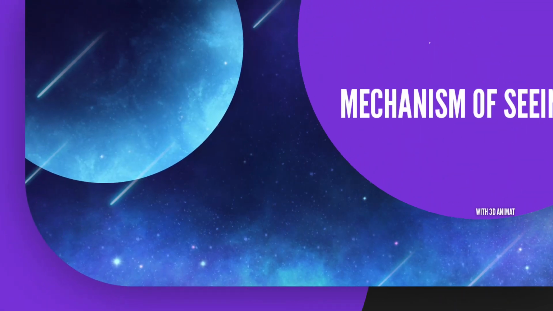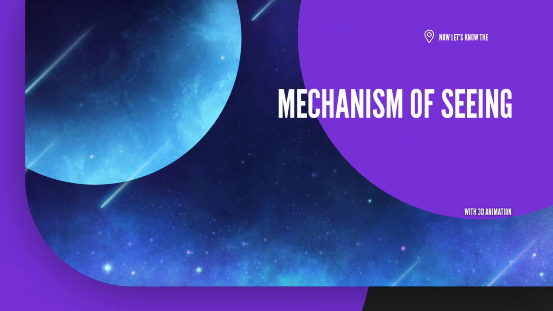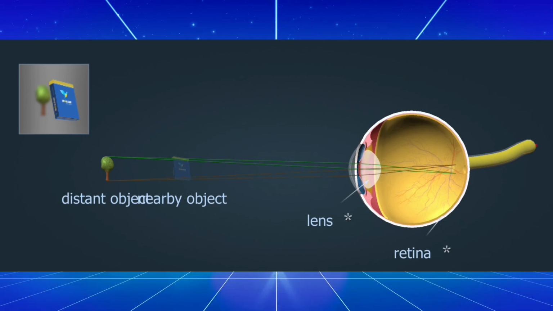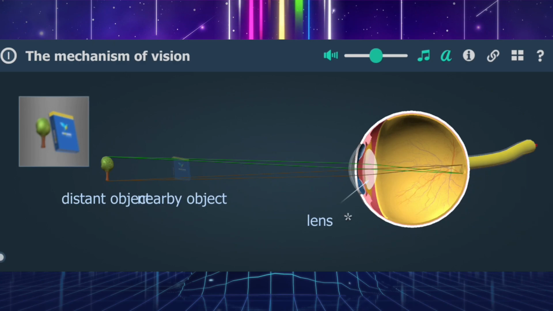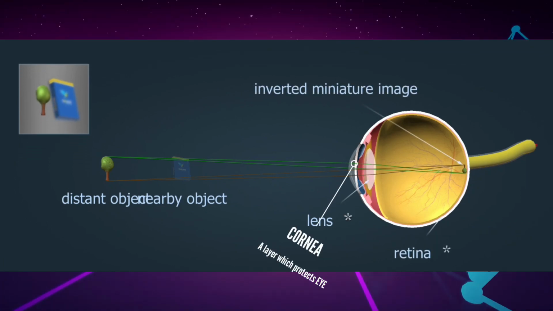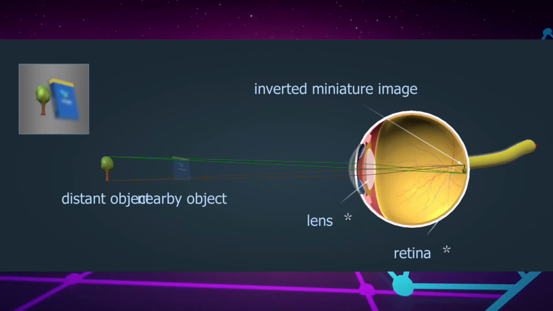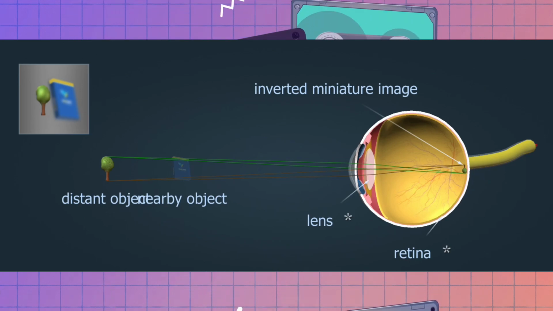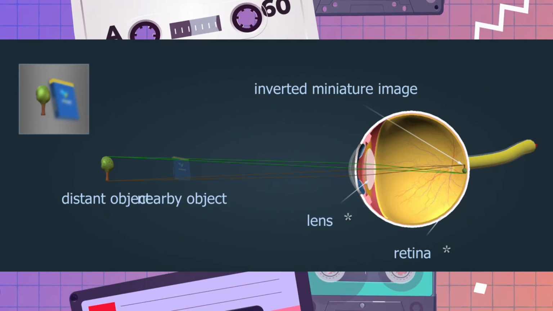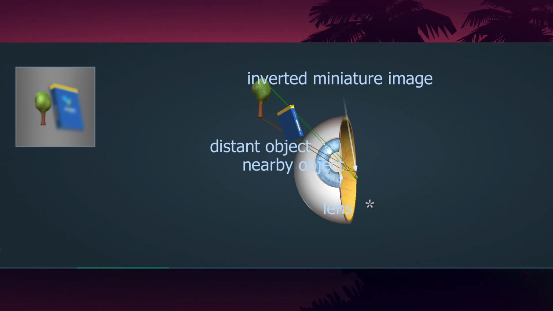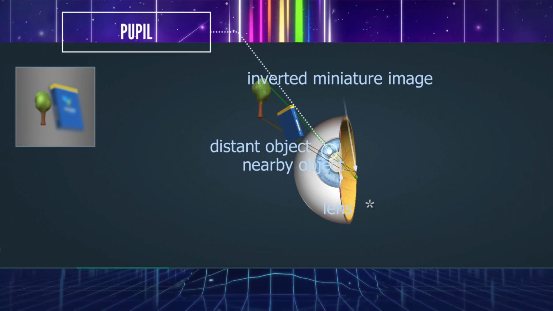Now let's understand the mechanism of seeing. All the different parts of your eyes work together to help you see. First, light passes through the cornea, the clear front layer of the eye. The cornea is shaped like a dome and bends light to help the eye focus. Some of this light enters the eye through an opening called the pupil.